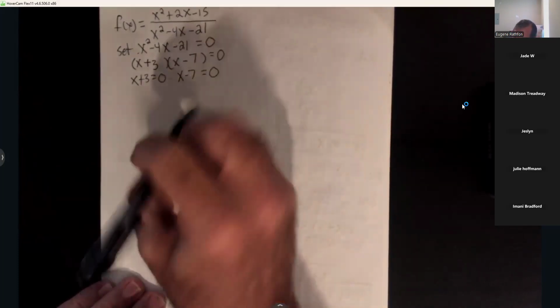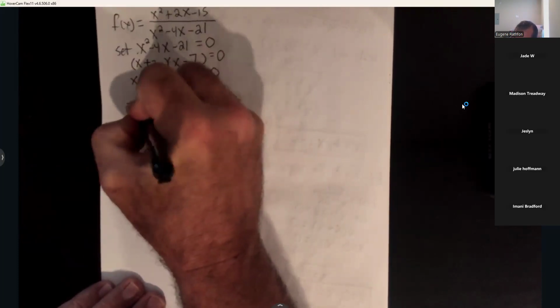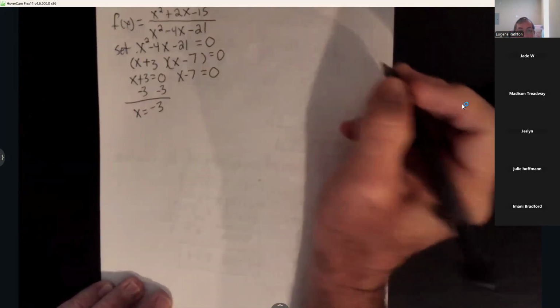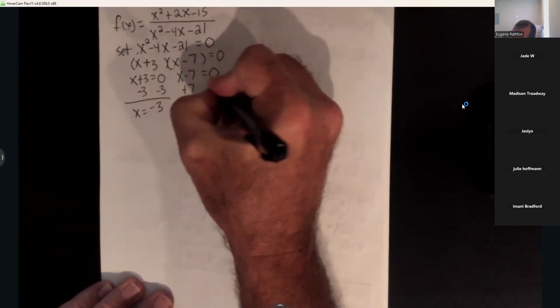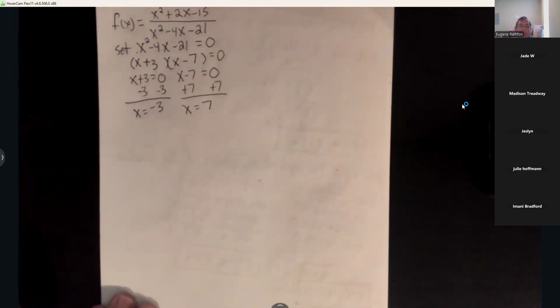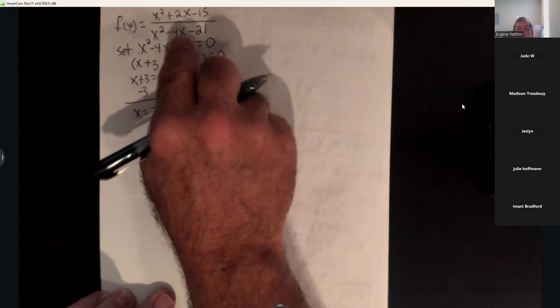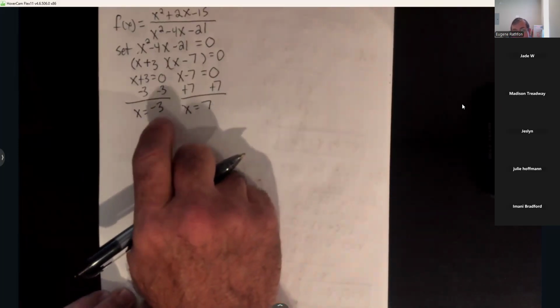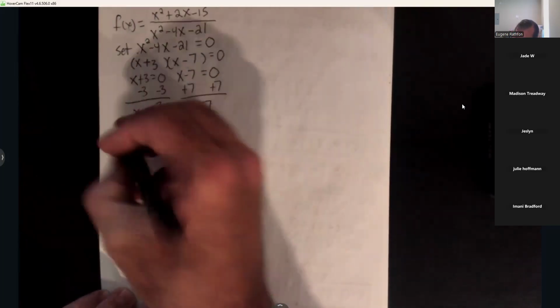So y'all, let's see here. We subtract 3, and I get a -3. Here, I would add 7, and get x is a +7. So if you was to graph this x squared minus 4x minus 21 in your y equals, it's crossing the x-axis at -3 and +7, okay?